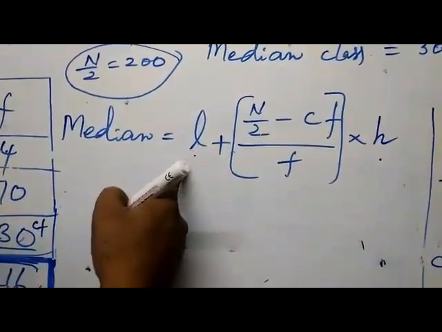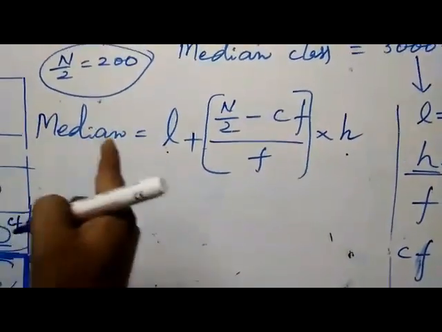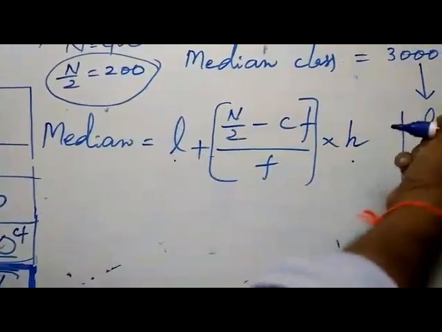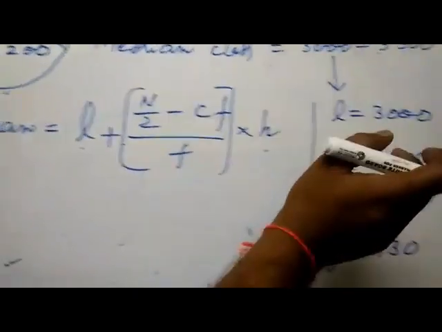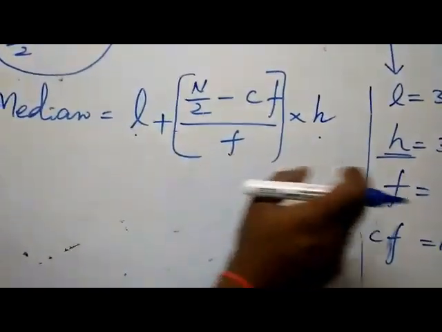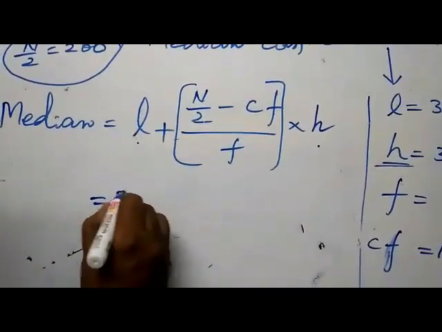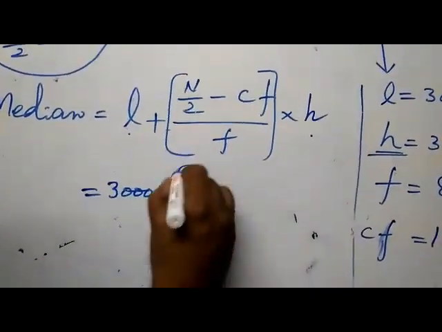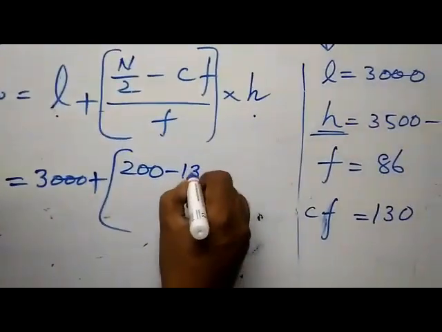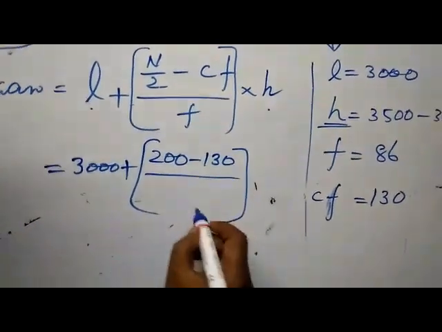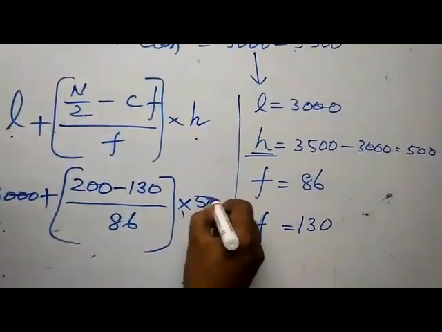Median is equal to L plus n by 2 minus CF by F into H. Let us substitute the values. L is equal to 3000. N by 2 is equal to 200. CF is equal to 130. F is equal to 86. And H is equal to 500. So, it is 3000 plus n by 2, 200 minus CF 130 by F 86 into H 500.